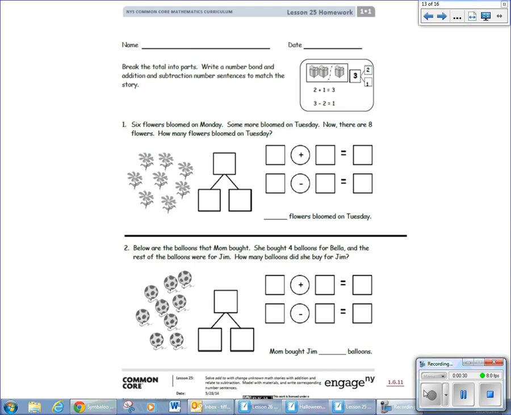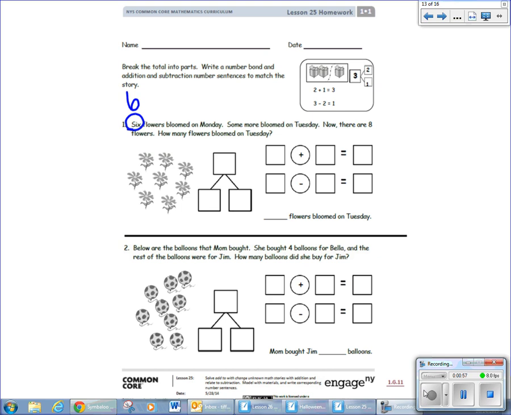So for homework, number one, they give you a story problem. You have a picture, you have a number bond, and then also an addition and subtraction problem. Today in class, as I read the story, I had the students circle the numbers they heard in the story. So if they could do that for their homework, that would really help them out. Number one says 6 flowers bloomed on Monday. So I would have your child circle 6. If they even wanted to write a 6 above it, you could do that.